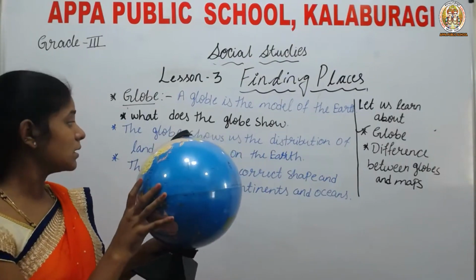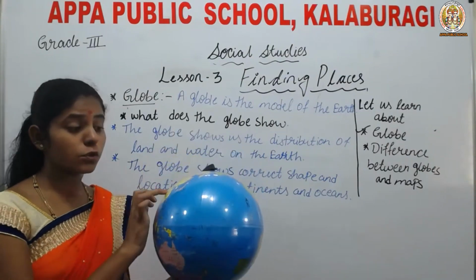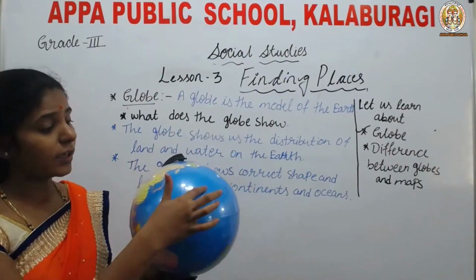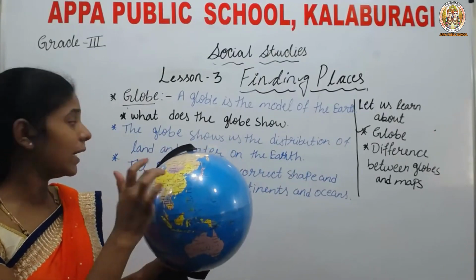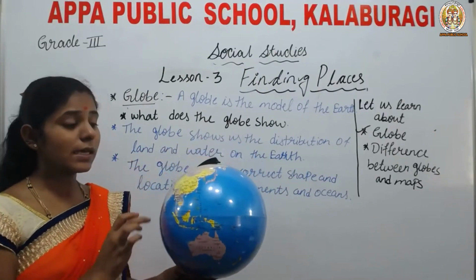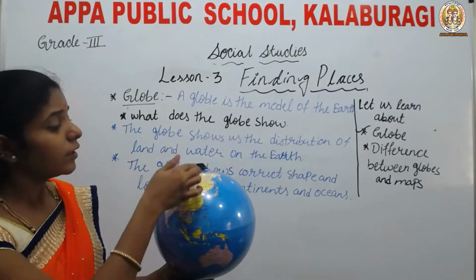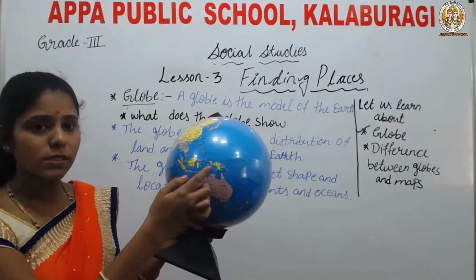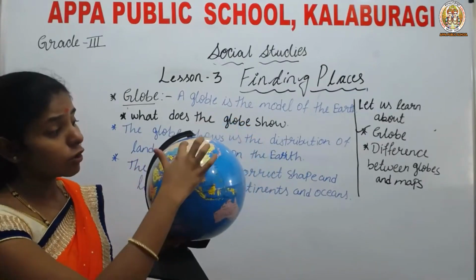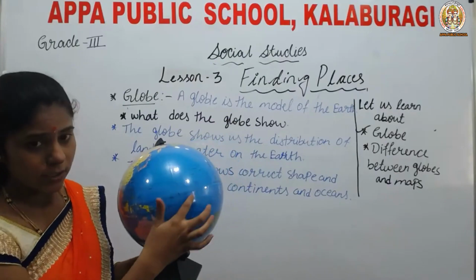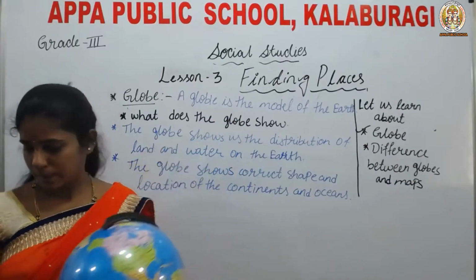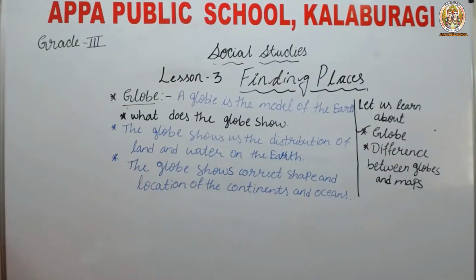What does the globe show us? The globe shows us the distribution of what? Water and land. The globe shows us the correct shape of the continents and oceans. Okay? Understood about what the globe shows us?